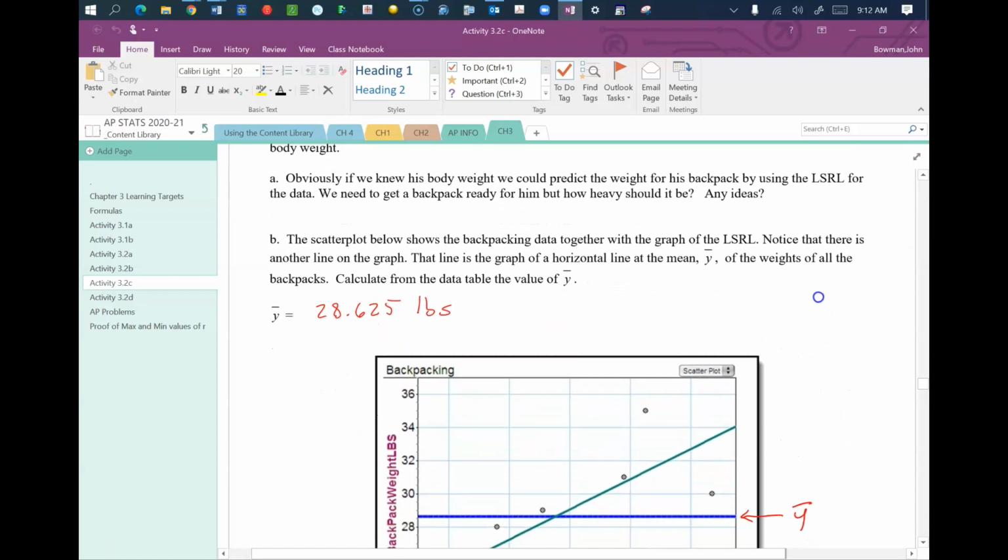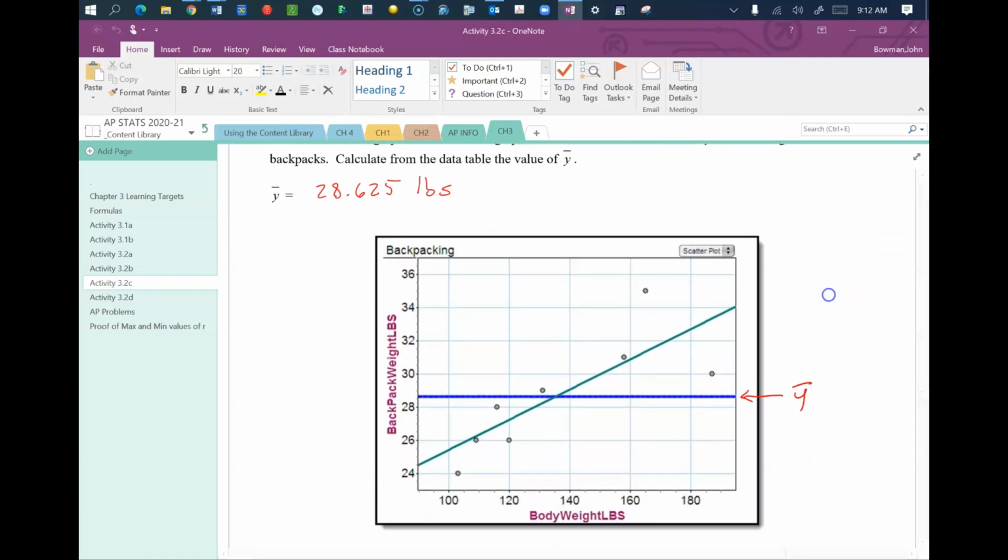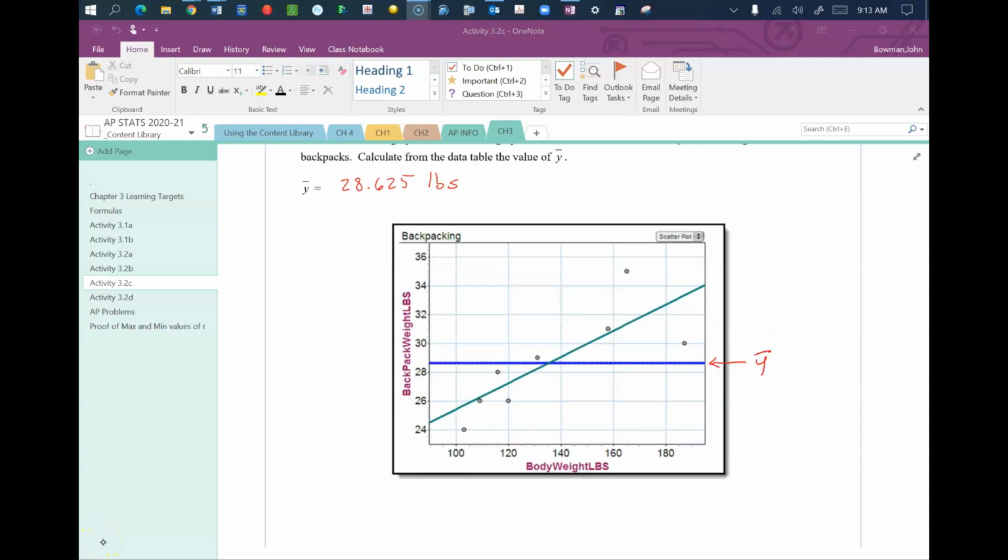What you see here is a scatter plot of the actual data, body weights versus backpack weights, the least squares regression line drawn in green, and y bar, the average backpack weight, a horizontal line drawn in as well. What R squared tells you is the proportion of the variation in the response variable, backpack weight in pounds in this case, that can be predicted by the least squares regression line. That number theoretically could range from 0% to 100%.